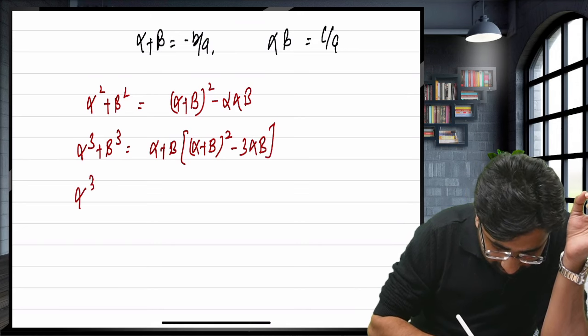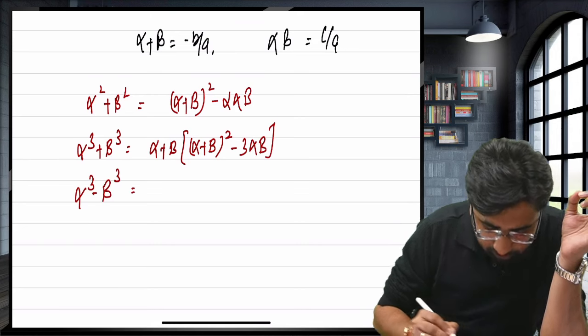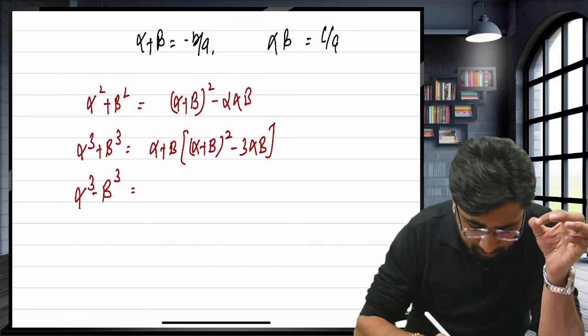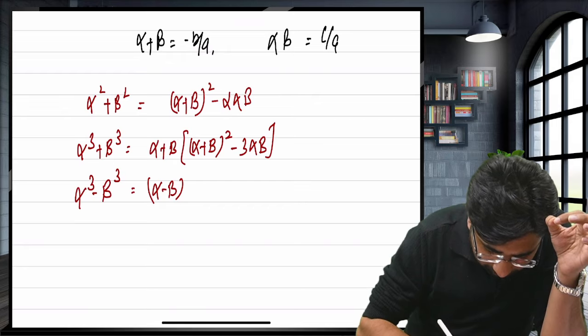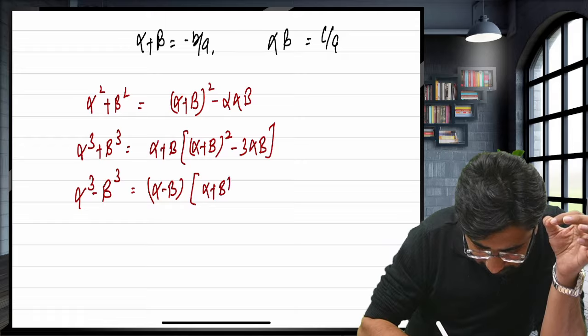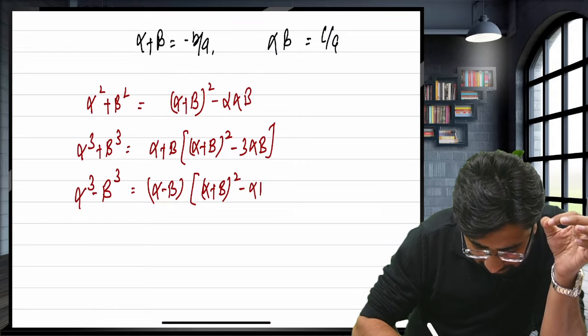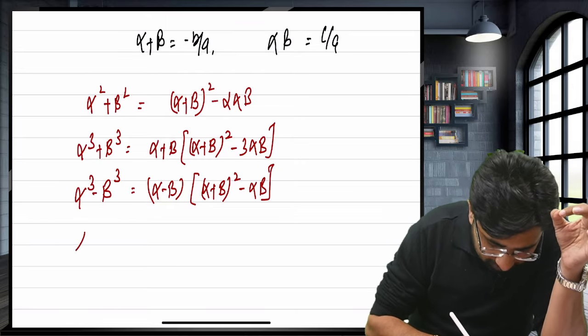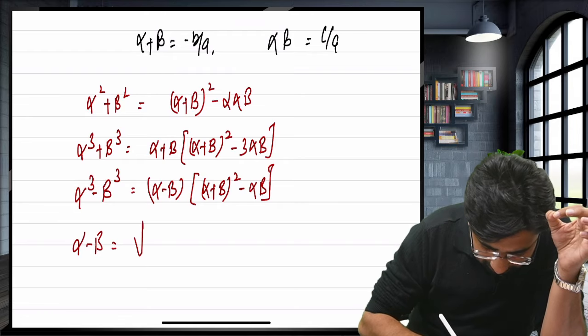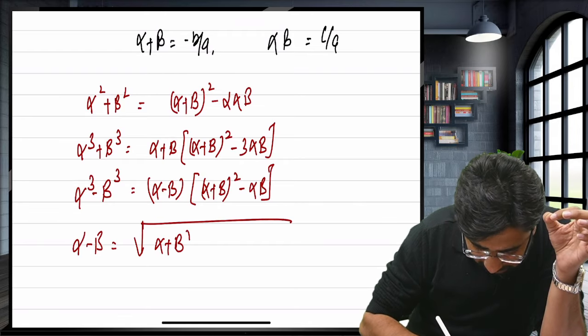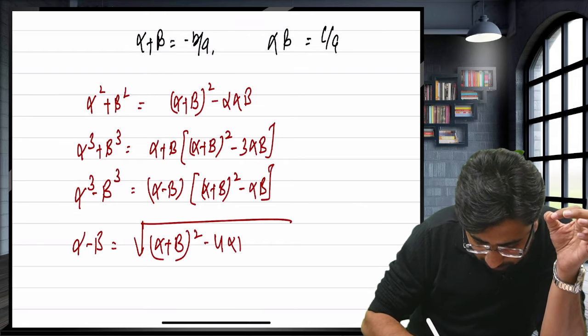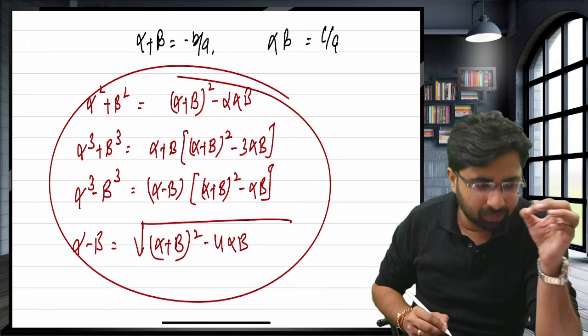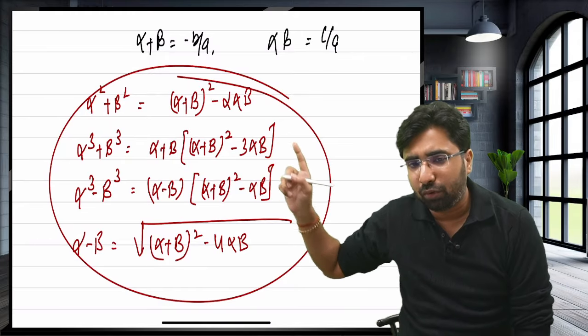Everybody, what is alpha cube minus beta cube? Alpha minus beta, bracket alpha plus beta whole square minus alpha beta. Right? What is alpha minus beta? Under root of alpha plus beta whole square minus 4 alpha beta. I have made you remember all these things, and I have requested all of you to remember this.